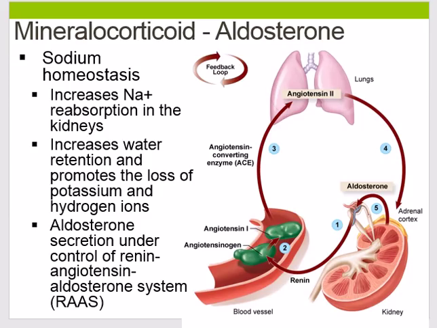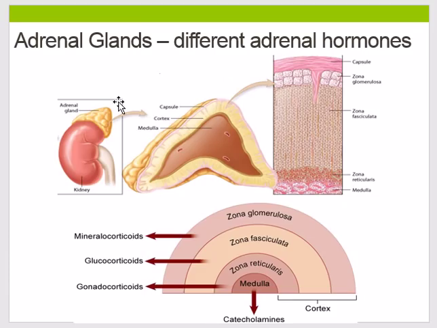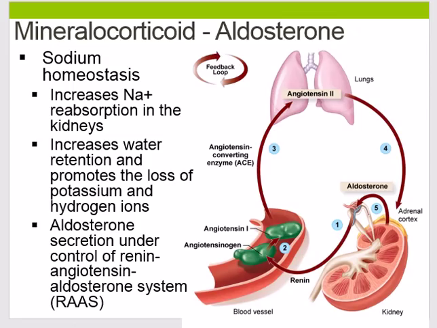Now, let's elaborate on the hormone released from the zona glomerulosa. So this layer right here. This is a mineralocorticoid. And the primary hormone of this type is called aldosterone. The primary role of aldosterone is maintaining levels of sodium within our body. In other words, it's trying to maintain sodium homeostasis.